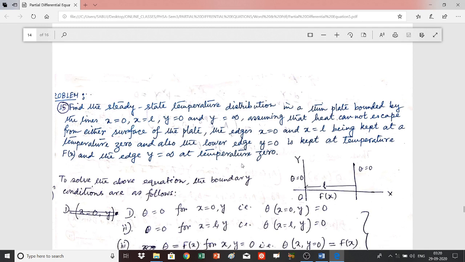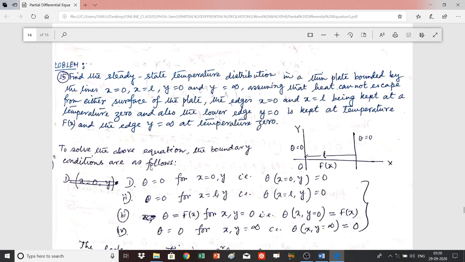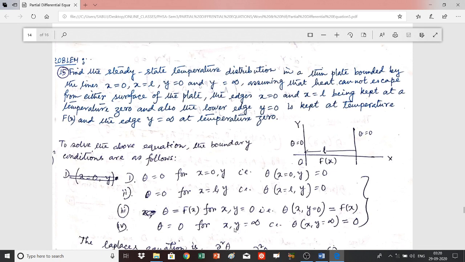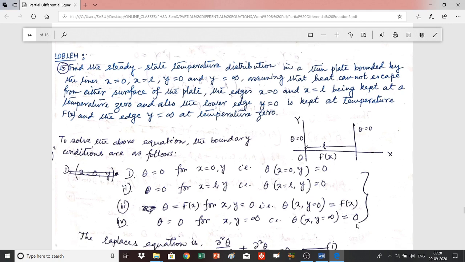Now these conditions are summarized here: theta is equal to 0 for x equal to 0 and any value of y, that is theta(0, y) is equal to 0. The second one is theta equal to 0 for x equal to L, but y has some value, so that is theta(L, y) is equal to 0. Then theta is equal to f(x) for y equal to 0, that is x is there but y is 0. So theta(x, 0) is equal to f(x). And the last one is theta is equal to 0 for any value of x and y equal to infinity, that is theta(x, infinity) is equal to 0. These are the boundary conditions.